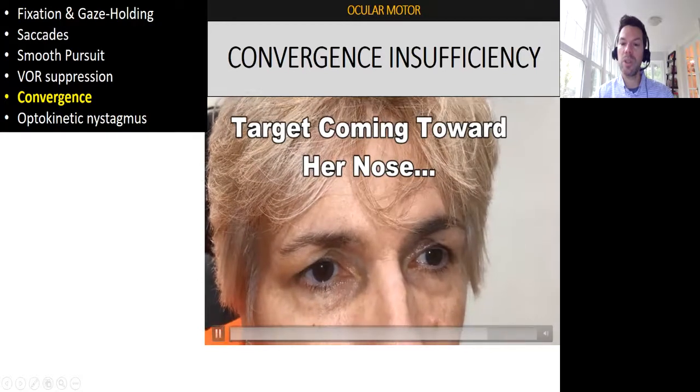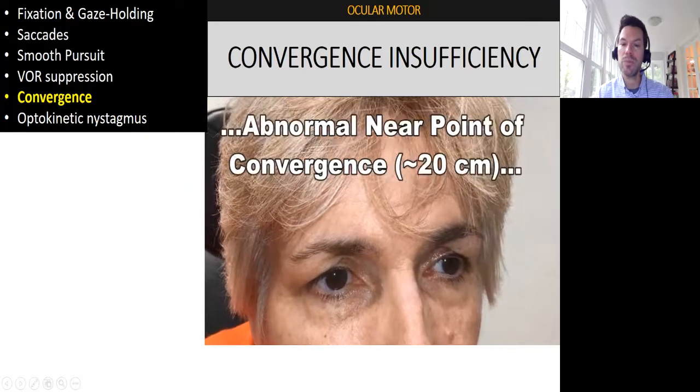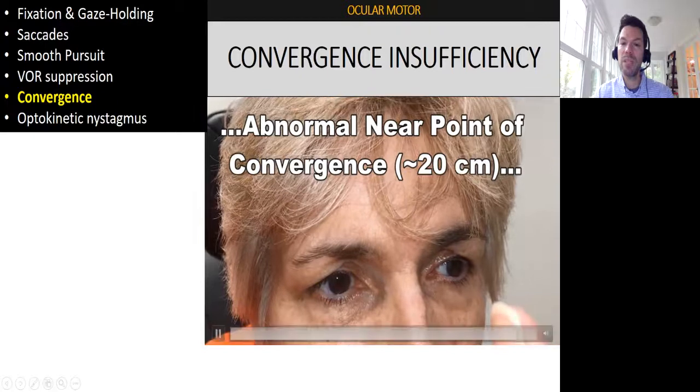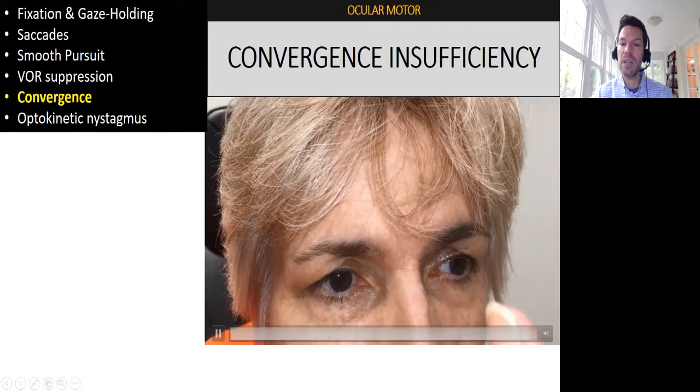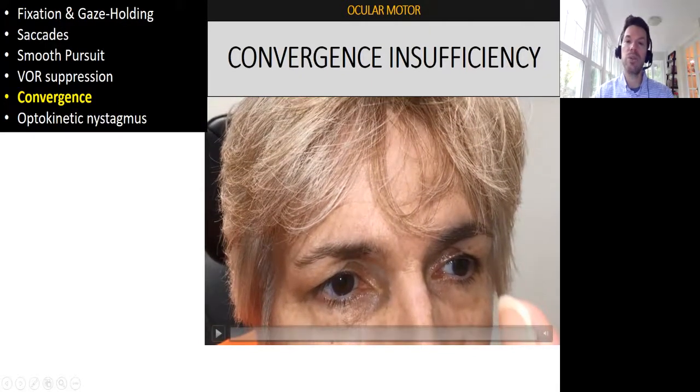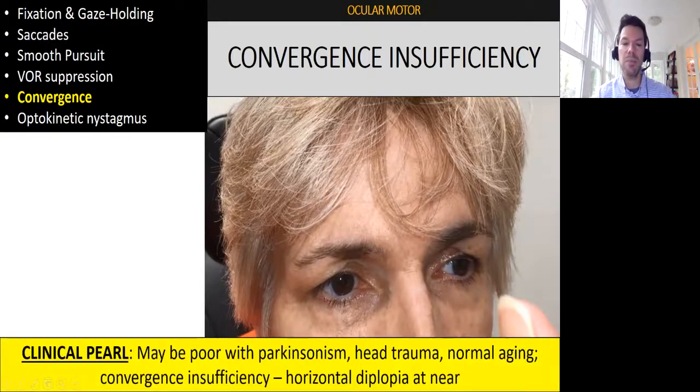Here's a target coming toward her nose. And we're at about 20 centimeters or so, the left eye sort of deviates outward. She sees two. She has convergence insufficiency, which again is very common in PSP or any form of Parkinsonism.